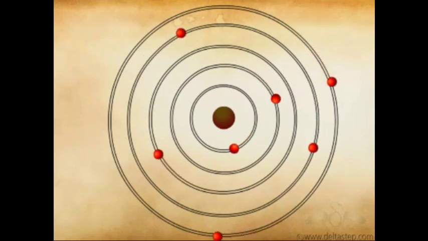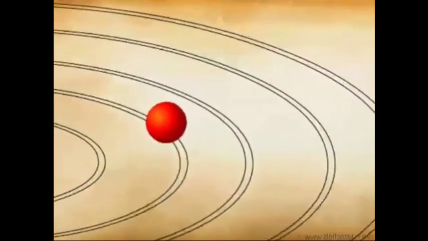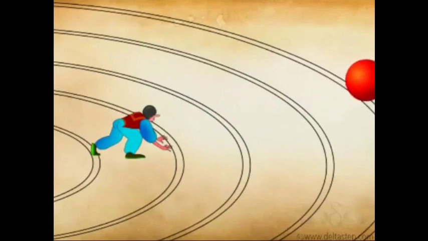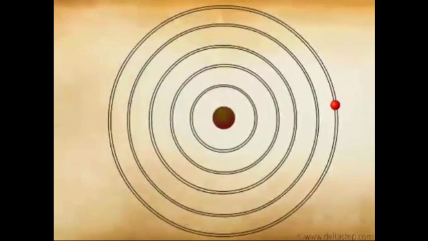So the electrons which are closer to the nucleus are attracted towards the nucleus with a greater force, and the electrons which are away from the nucleus in the outer orbits are attracted towards the nucleus with a lesser force. And so, if an electron from an orbit closer to the nucleus is to be moved to an outer orbit, it requires energy. So energy is required to move an electron from an orbit which is closer to the nucleus to an orbit which is away from the nucleus.